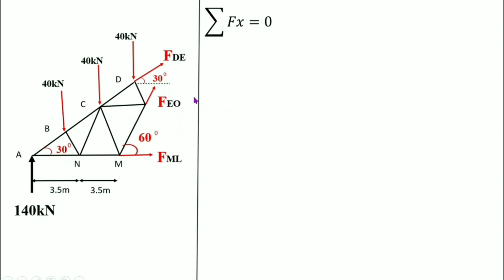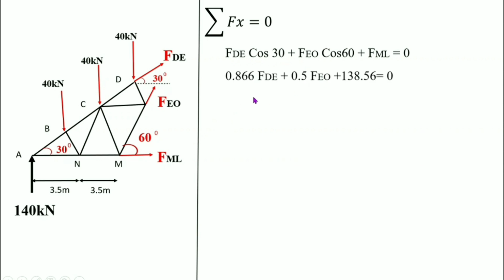The horizontal forces acting on this section are FDE cos 30, FEO cos 60 and FML. That is, FDE cos 30 degree plus FEO cos 60 degree plus FML is equal to 0. That is 0.866 FDE plus 0.5 FEO plus 138.56 equal to 0. That is 0.866 FDE plus 0.5 FEO is equal to minus 138.56. Put it as equation number 1.